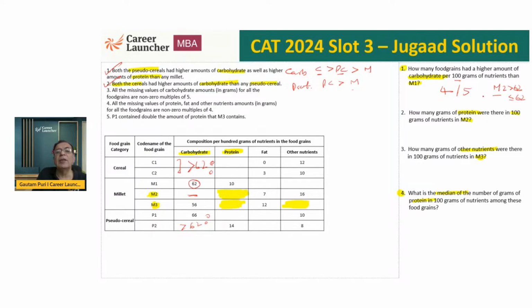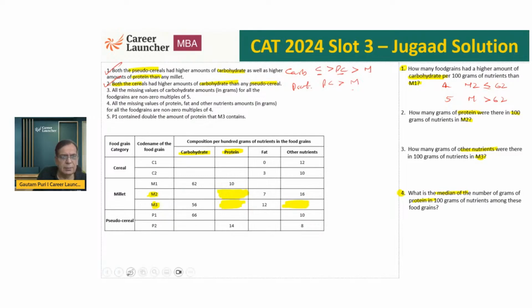If M2 is more than 62, the answer should be 5. Let me write it this way. The answer is 4 if M2 has less than or equal to 62 for the carbohydrate, and the answer is 5 if the amount of carbohydrates in M2 is greater than 62. So at least this much I understand. And if later I have to guess, I'll pick one of 4 or 5, but at least this much I know so far based on the little work that we have done. Okay, let's go further.